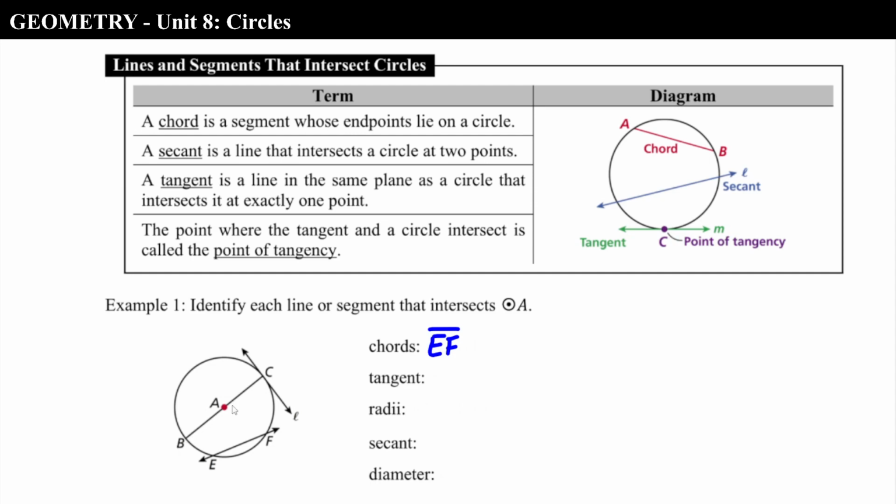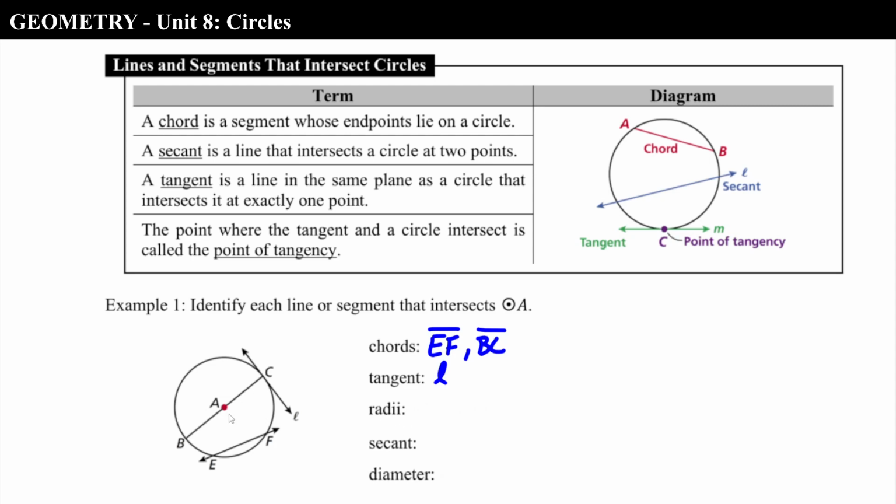The diameter here, BC, is also a chord because it terminates on both ends. So the chord here is BC or CB. You can say it both ways. Now the tangent line that only hits at one spot, that is line L. Let me write that a little bit nicer. Line L.